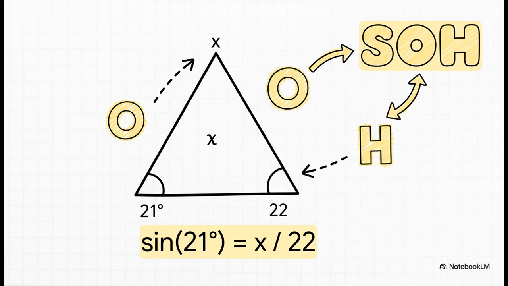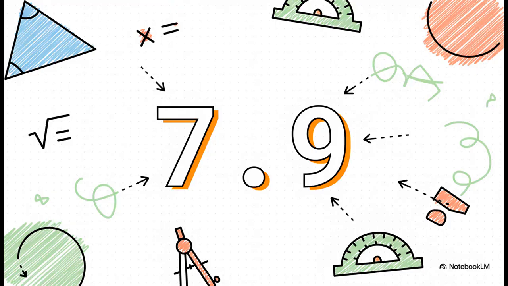So we write out our equation. Sine of 21 degrees equals x divided by 22. Now, to solve for x, all we have to do is multiply both sides by 22. Punch that into a calculator, and you find that x is approximately 7.9. And there you go. Our second tool just tackled a totally different kind of problem.